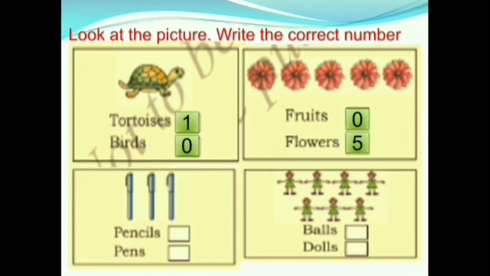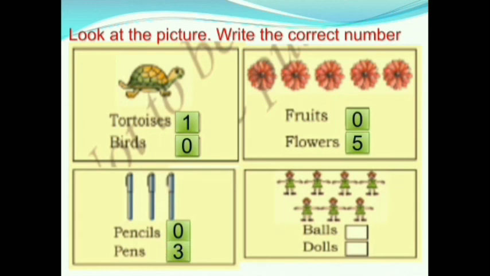In the next box, we have pens. First, we should write the number of pencils and pens. Are there any pencils in this picture? No, there are no pencils. If there are no pencils, we should write 0. Next, pens. How many pens are there? There are 1, 2, 3. 3 pens. So we will write 3.